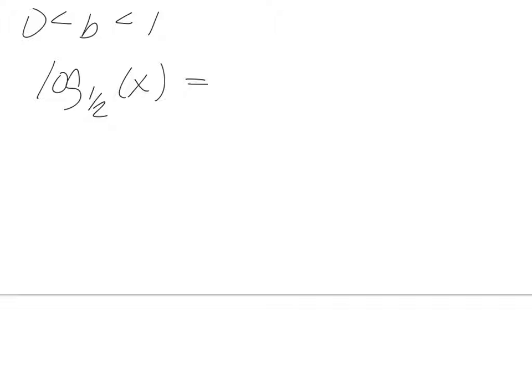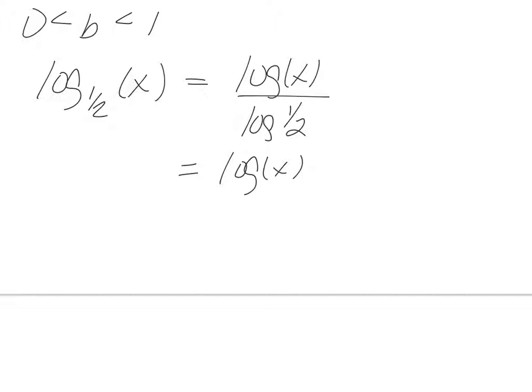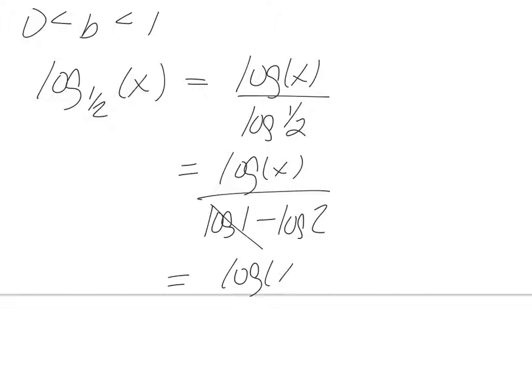So first of all, why are the functions decreasing when b is between 0 and 1? If we try to remember our log rules, I can change this into log of x over log of 1/2. So I'm dividing by a number. I can even mess with it a little bit more and say this is log 1 minus log 2. Log of 1 is 0, so that would be log of x over negative log 2. That's how it's a reflection. I've got that negative out there.